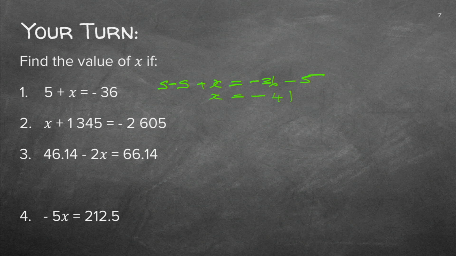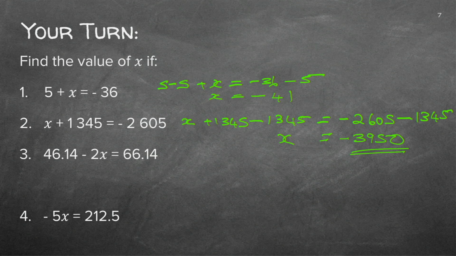The next one, x plus 1,345 equals minus 2,605. So we want the x on its own. So we're going to say x plus 1,345 minus 1,345 equals minus 2,605 minus 1,345. So now you can remember it's minus minus, so we mustn't make a mistake. So we can add this up, and it's going to give us minus 3,950 for x. So you can check my answer later to make sure that I was correct.